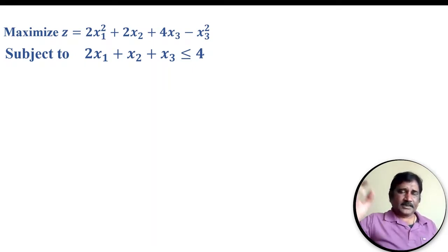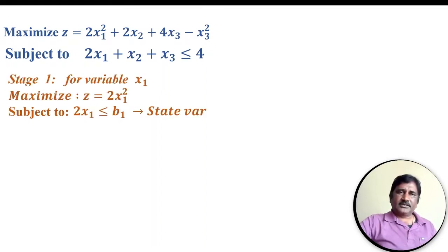So here in this case, we will have our first stage as maximize z equal to 2x1 square. In the first stage, we'll be taking the terms related to variable x1 only, right? So the first stage is for variable x1, and the objective is maximize z equal to 2x1 square subject to 2x1 less than equal to b1. As you see here, we'll not be taking a constant. In place of 4 we are taking b1, and that we are calling a state variable, right?